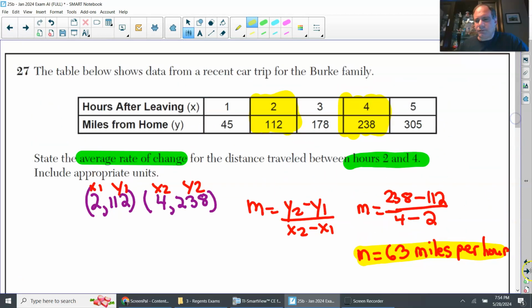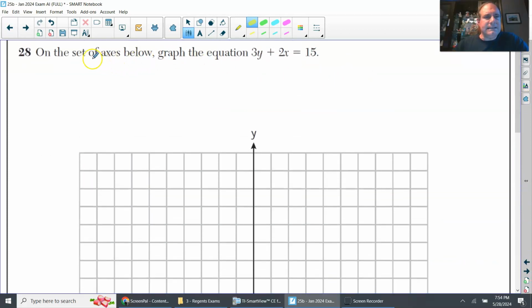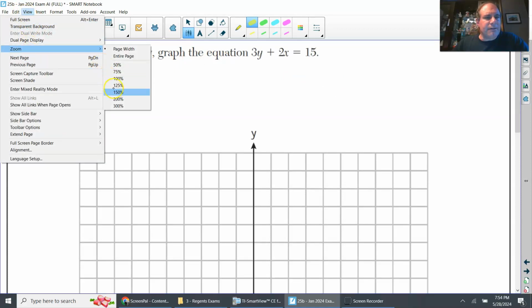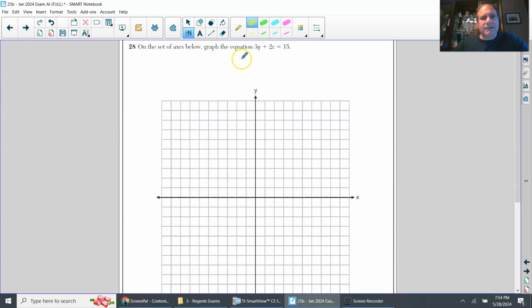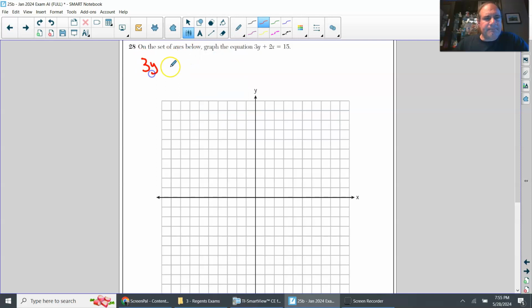All right. It's 27. Here is 28. We have to graph on the set of axes below, let me just get this down to that, 3y, you have to graph the equation 3y plus 2x equals 15, not bad. So if I got rid of the highlighter, that would be good. On the axis below, we have to graph this. So it is not an inequality. We are talking about just an equation.